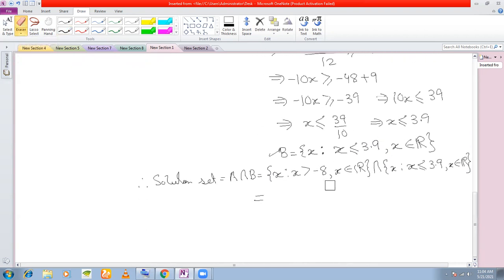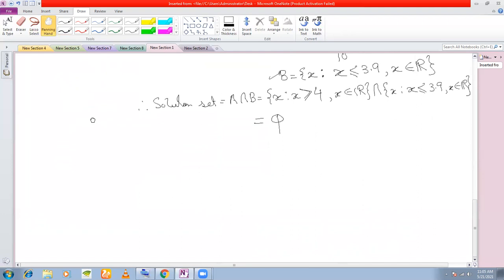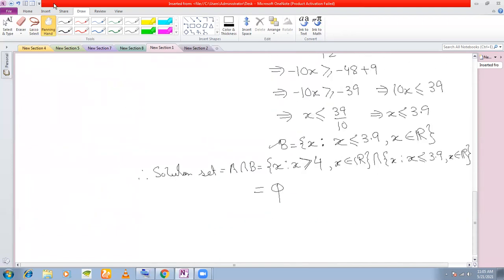Now let's see the solution set here. We have x such that x greater than 4 for the solution set of the first inequality. Now what should be the intersection of these two? X is greater than 4 here and x is less than 3.9. Can x be greater than 4 and less than 3.9 at the same time? No, sir. It is not possible. Therefore, the solution set is a null set. Clear with this? We'll move on to the next one.